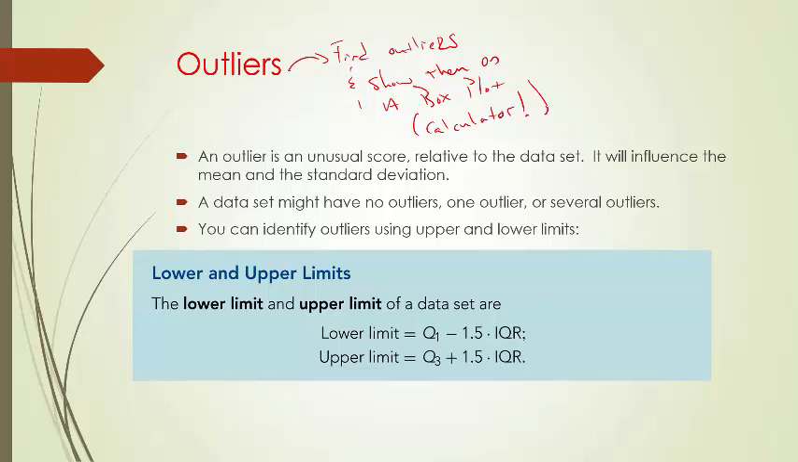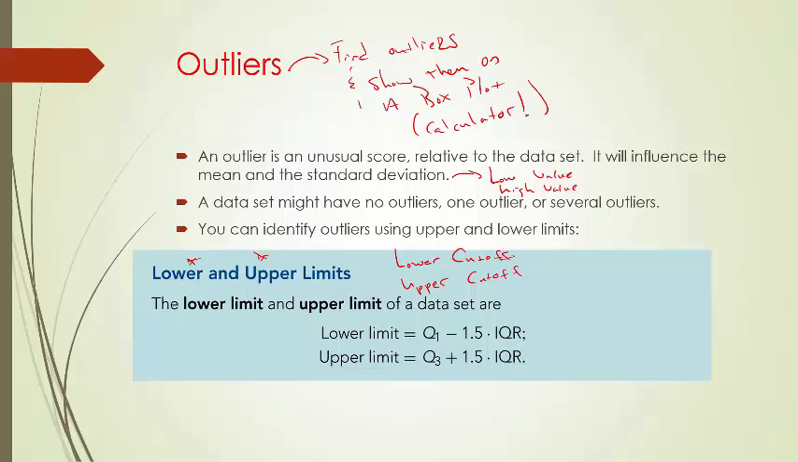Okay, so an outlier is an unusual score relative to the data set, and we know that it influences the mean and standard deviation, and this is important. You can be an outlier by being a low value, or you can be an outlier by being a high value. So you can be an outlier in either direction, top or bottom. So a data set can have no outliers, one outlier, or several outliers. And what you have to do to find outliers is use these things called the lower and upper limits, or I also call them the lower cutoff value or the upper cutoff value. Okay, lower or upper cutoff.